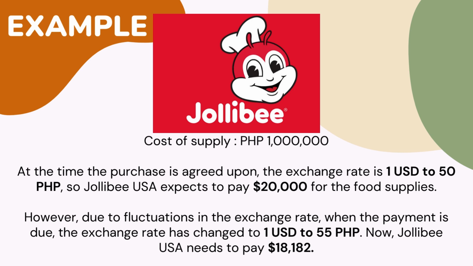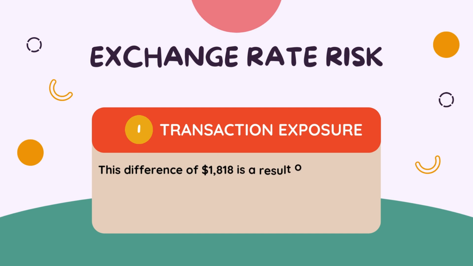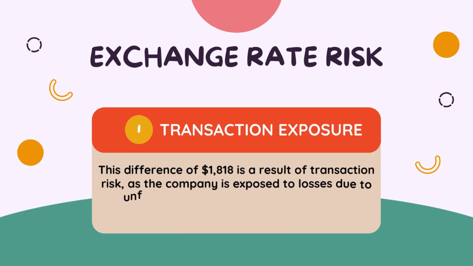However, due to the fluctuations in the exchange rate, when the payment is due, the exchange rate has changed to 1 US dollar to 55 pesos. Now Jollibee USA needs to pay $18,182 instead of paying $20,000. So the difference of $1,818 is a result of transaction risk or transaction exposure, as the company is exposed to losses due to unfavorable exchange rate movements.